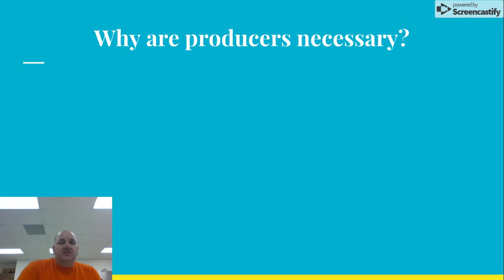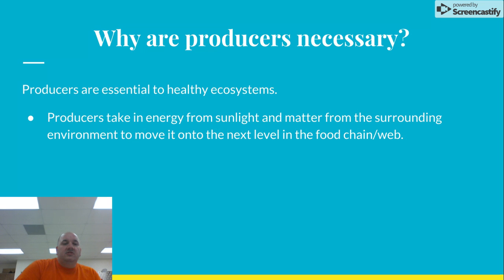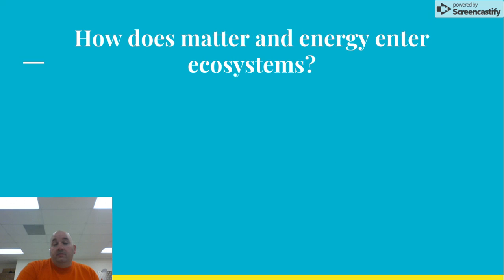So why are producers necessary? Because they're part of a healthy ecosystem. Producers take in energy from sunlight and matter from the surrounding environment and move it on to the next level of the food chain or food web. Their bodies create their own food through photosynthesis, and then a consumer can eat that producer to get its energy. Producers are also part of the carbon, water, and nitrogen cycles. Matter and energy enter ecosystems through photosynthesis. It's pretty simple: plants take in energy from sunlight and matter from the environment, and use it to make food for their own bodies.